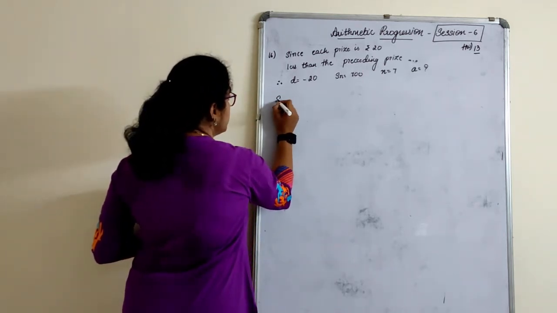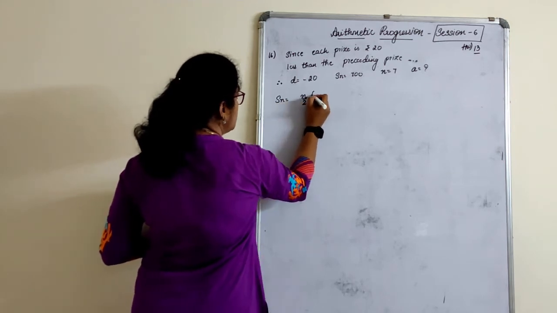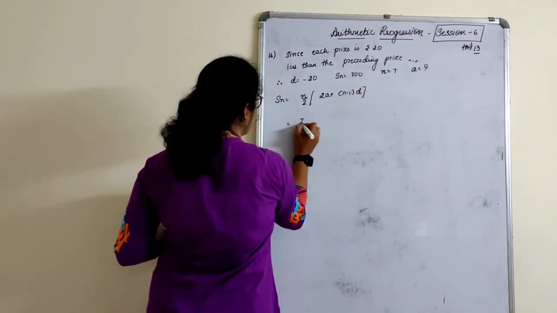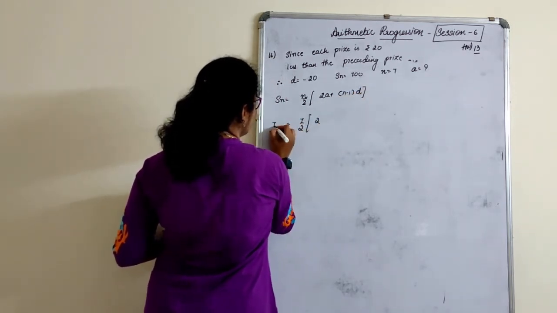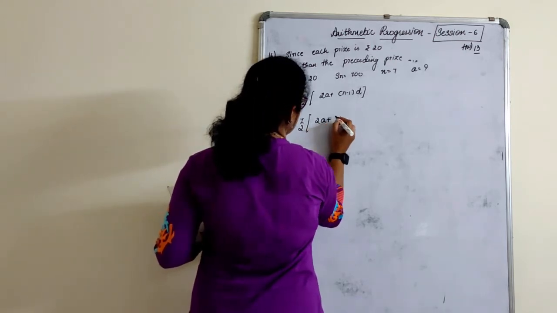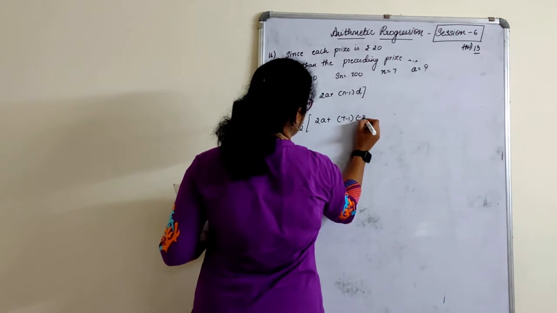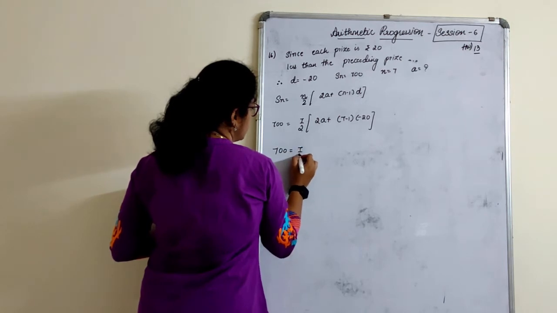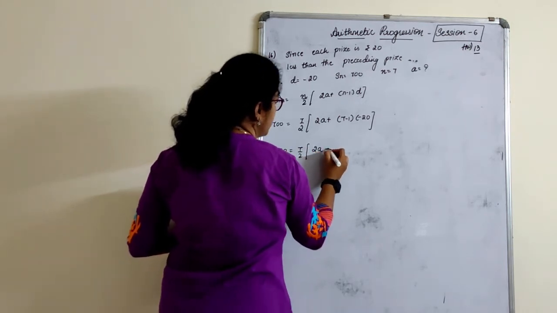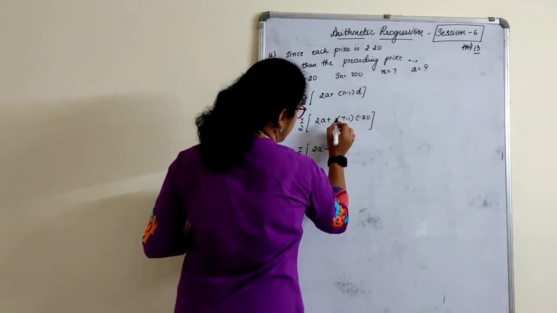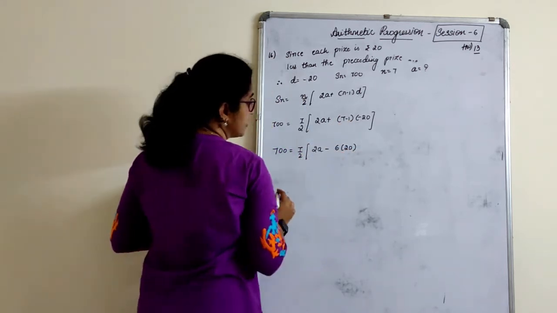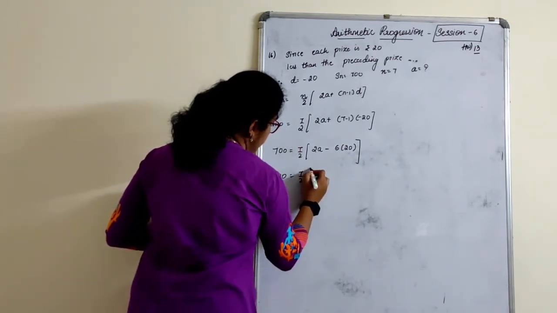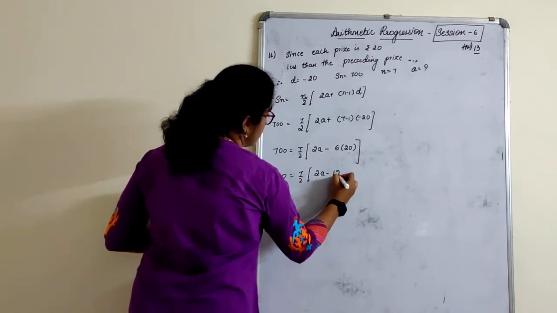So here Sn is equal to n by 2, 2a plus n minus 1 of d. 7 by 2, 700. 2a plus 7 minus 1 of minus 20. 700 is equal to 7 by 2, 2a minus, I have taken minus here only, 6 into 20 I wrote, this minus I have taken here. 700 is equal to 7 by 2, 2a minus 120.